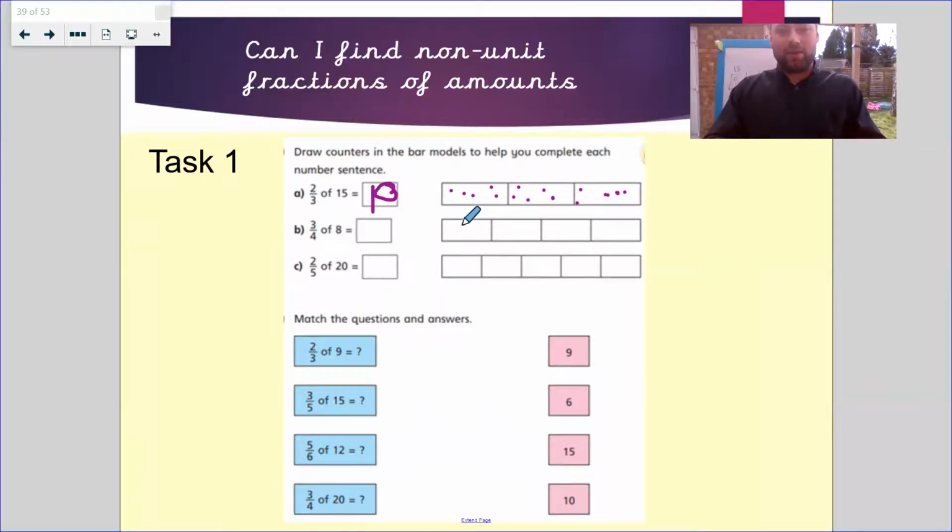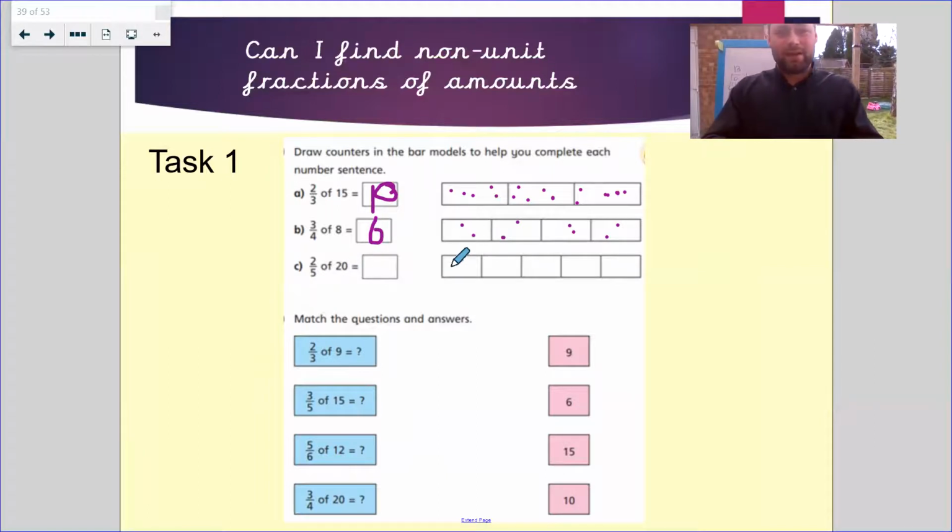3/4 of 8. So we put our 8 in. 1, 2, 3, 4, 5, 6, 7, 8. We know that 1/4 is going to be 2. So we need 3 4s. So 1, 2, 3, 4, 5, 6. We know that 3/4 of 8 is now 6.